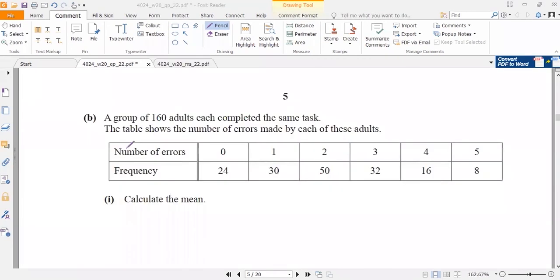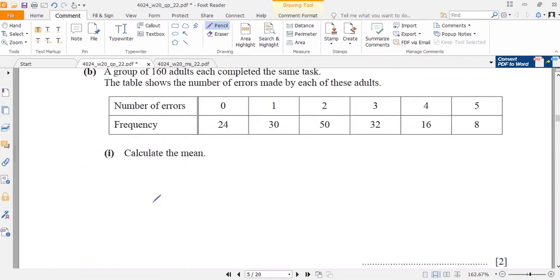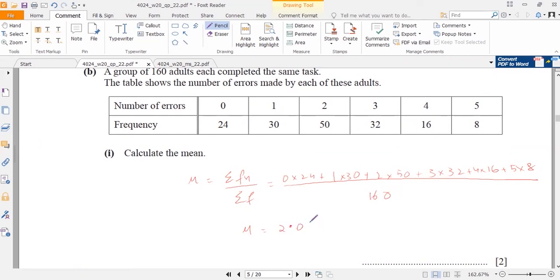Okay. Now in part B, a group of 160 adults each completed the same task. Here we have the table. We need to calculate the mean. The formula for the mean is sum of fx divided by sum of f. So we need to multiply 0 by 24 plus 1 by 30 plus 2 by 50 plus 3 by 32 plus 4 by 16 plus 5 by 8, and the total is 160. So the final mean is 2.063. So this is the mean.